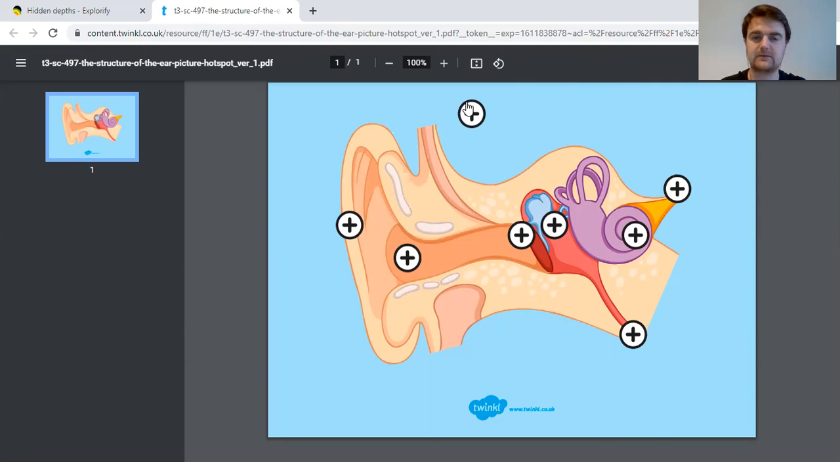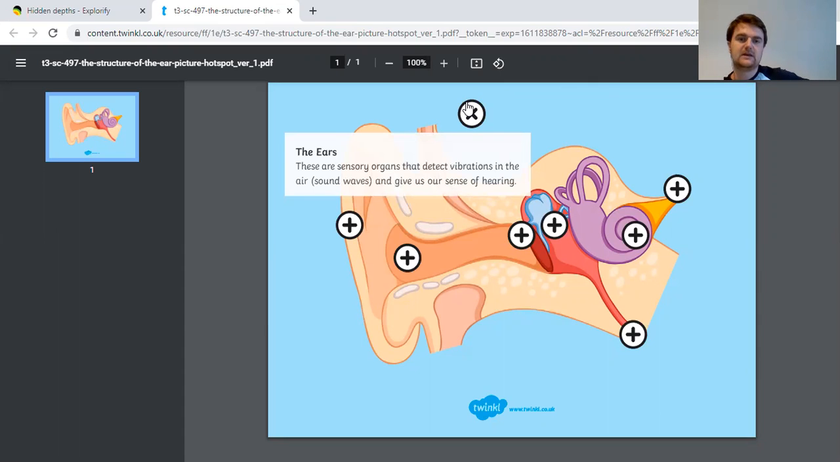And if I click on this one up here, which is the one you don't have, it tells you these are the ears. These are sensory organs, which means that they pick up senses that detect vibrations in the air or sound waves and give us our sense of hearing. So I'm going to start from the outside and I'm going to move in.